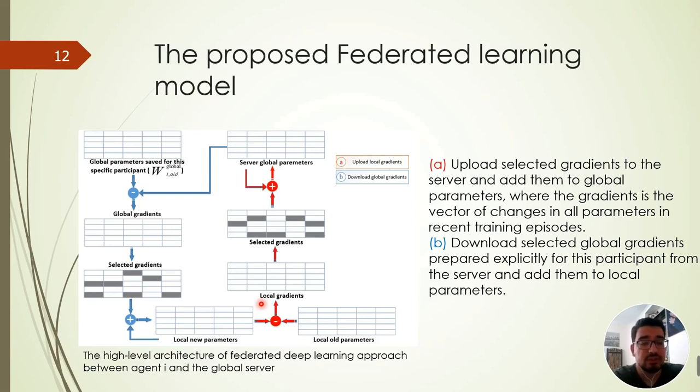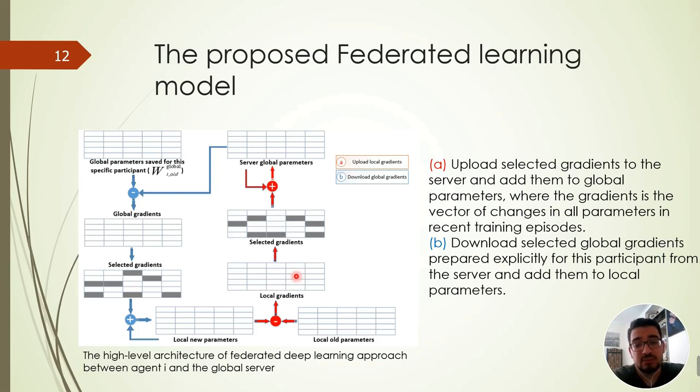This information is exactly what other participants need to know in order to avoid overfitting. Okay, we have to send this local gradient to the global server. In our paper, we assume that participants only share a fraction of the gradient vector. For example, they share 10% or 20% of the gradient vector instead of sharing the whole vector.